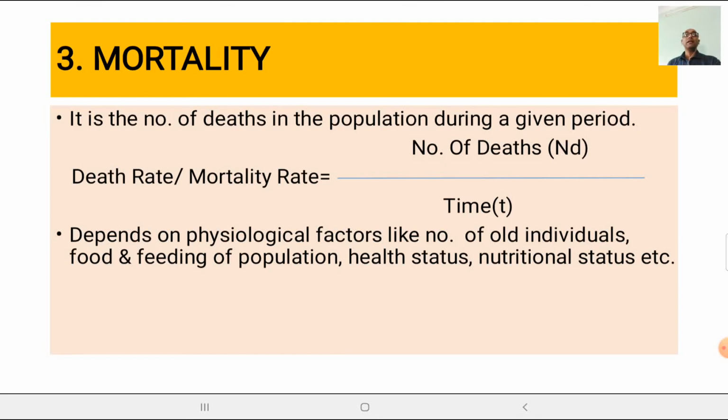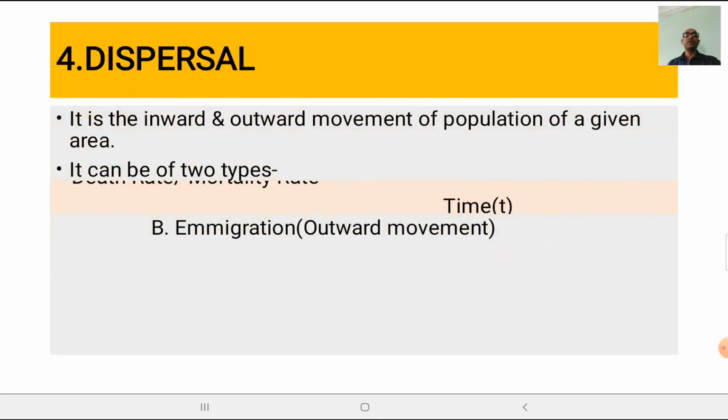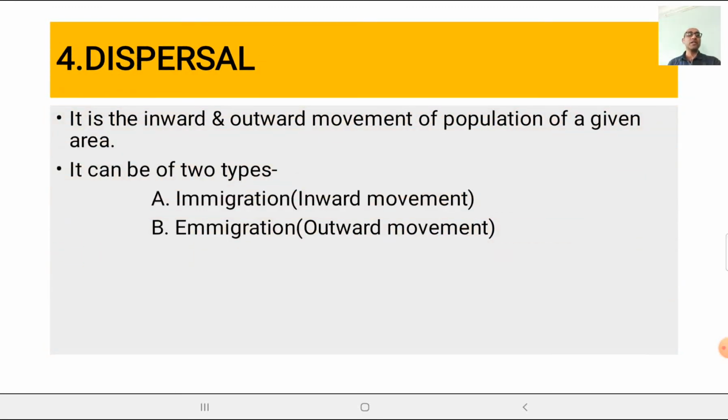Now let us come to the next attribute, dispersal. What is dispersal in a population? It is the inward and outward movement of a population in a given area. It is of two types: inward movement, which means immigration, and outward movement, which means emigration. So dispersal can be immigration as well as emigration.